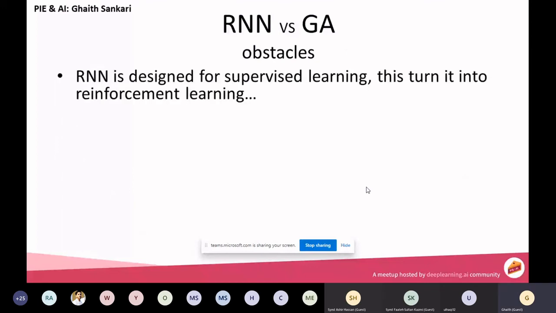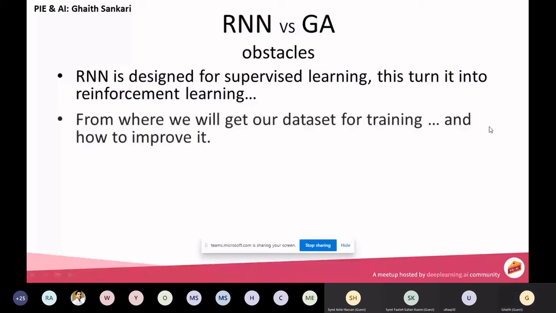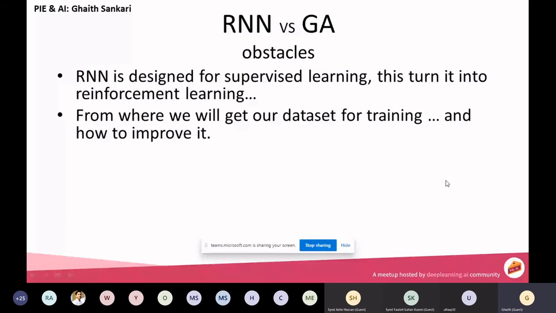The first one is that RNN is designed for supervised learning. But what we were telling previously, in the previous slide, we changed it onto reinforcement learning. The other one, where is the data set? And what kind of data set? For a genetic algorithm, we're thinking about the structure and the functions or the steps in the algorithm more than the data, because we don't need a data set. It's evolutionary. It's just: give me one population and I will give you the world. But on the RNN, this is not the case.